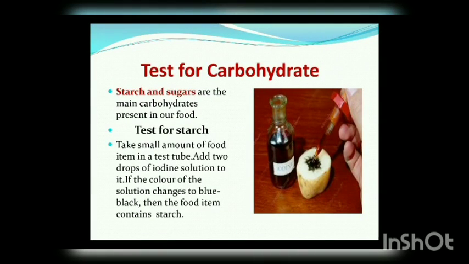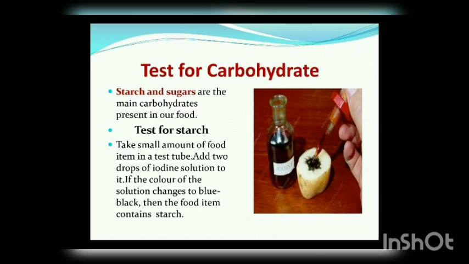Hello children, in our previous video we discussed what food is and what the major components of food are. In this video we will discuss more about these components. First we discuss the presence of these components in various food items. How can we find out whether a nutrient is present in a food item or not? Means, how can we test its presence?